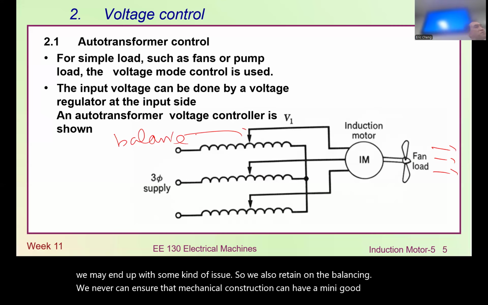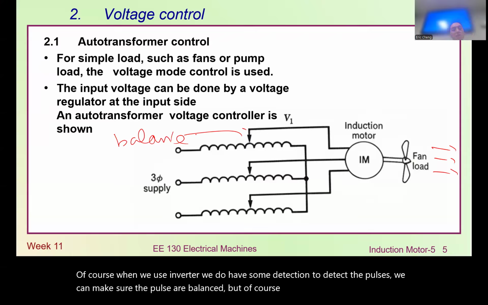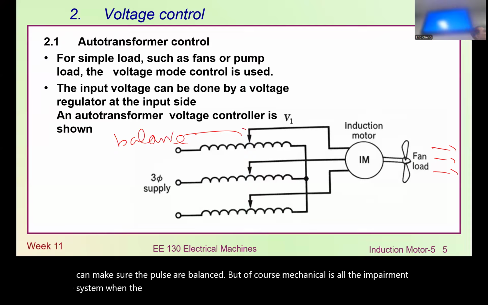Of course, when we use an inverter, we do have some detection to detect the pulses, so we can make sure the pulses are balanced. But mechanically, it all depends on the system. When the system gets aged, one or two of the windings may have a short circuit. In this case, we may also have unbalanced voltage.